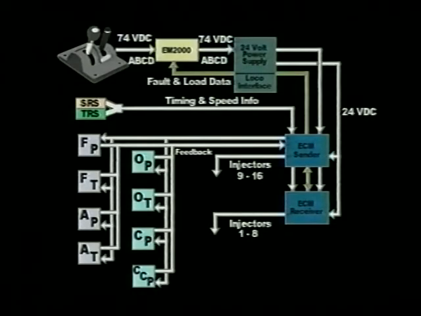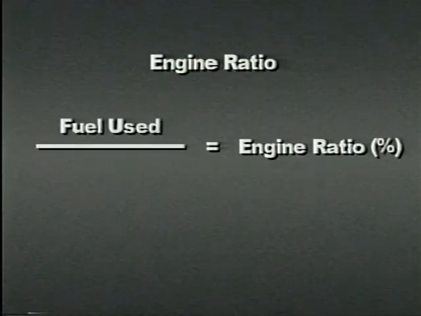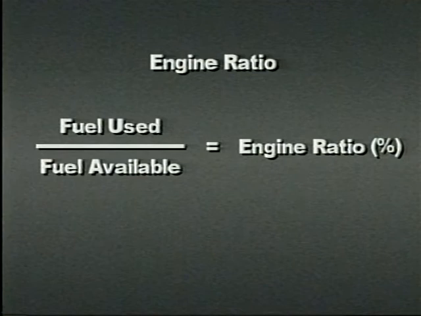Engine performance information is relayed to the control system through the interface module and the serial link. This function takes the place of the governor and load regulator and is a signal called engine ratio. Engine ratio is simply an expression in percentage of how much fuel the engine is consuming compared to the total amount of fuel available at that engine speed.